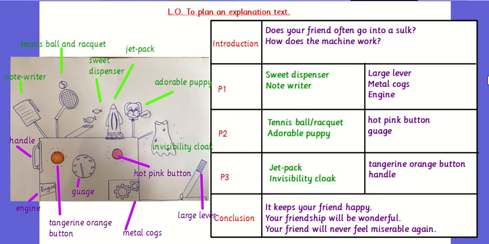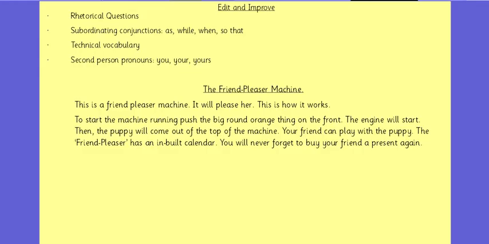Then your second job, because that shouldn't take you very long, is we are going to edit and improve a bad explanation text. And we are going to edit and improve it using rhetorical questions, subordinating conjunctions, technical vocabulary, and second person pronouns. So here is the bad explanation text that I have written. The friend pleaser machine. This is a friend pleaser machine. It will please her. This is how it works. Okay, so let me have a go at rewriting this using the things above.